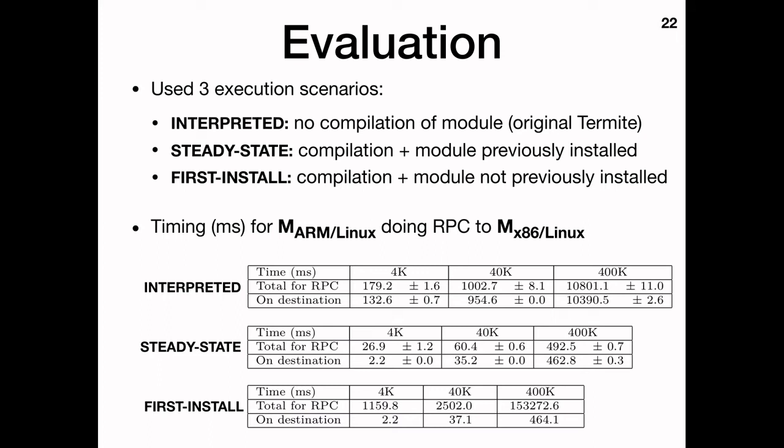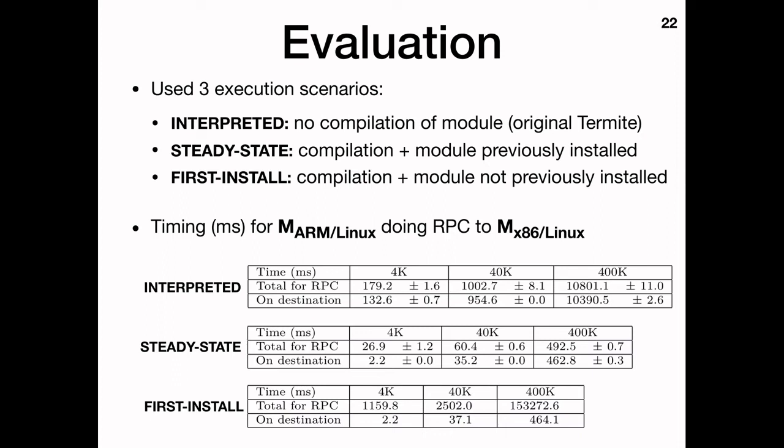The three execution scenarios were interpreted. It's to test the original implementation of Termite, a way to compare to the original implementation. Steady state, if the module is previously installed, but it's still required to be loaded into the program to be accessible. And first install, the module is not previously installed, so it requires to be installed, compiled, and loaded into the program.